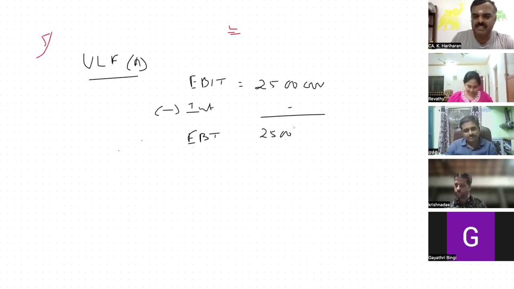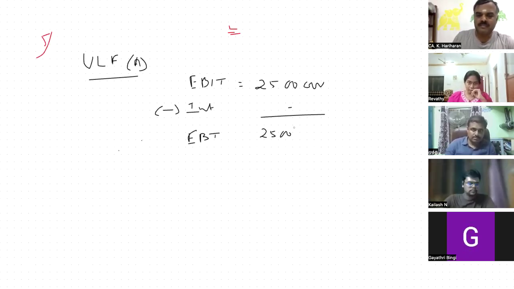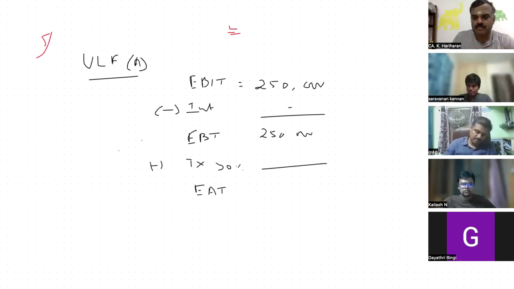Less interest, balance equals EBT. Less tax. How much is the tax rate? 30%. 30% tax. Balance equals earnings after tax. What about earnings after tax? 70%. The remaining 70% comes to 1,75,000.